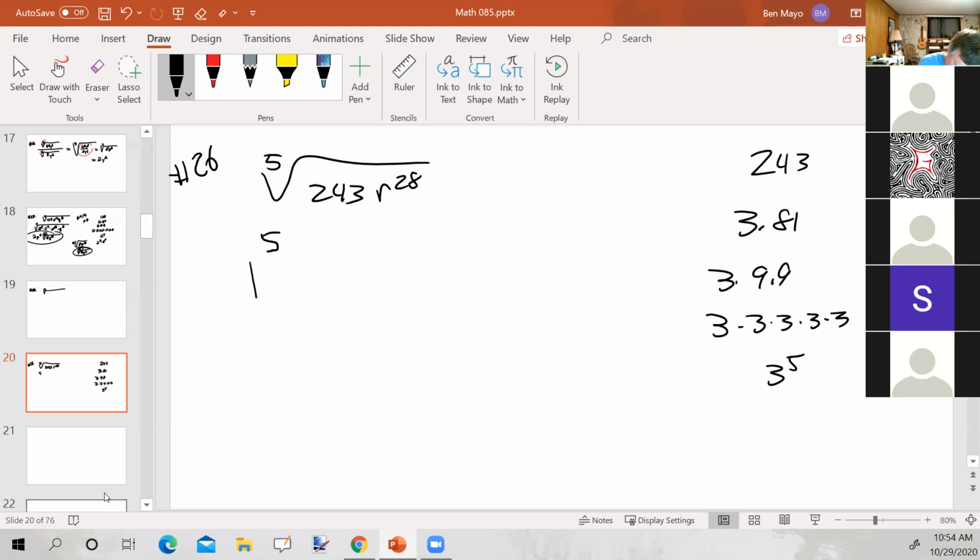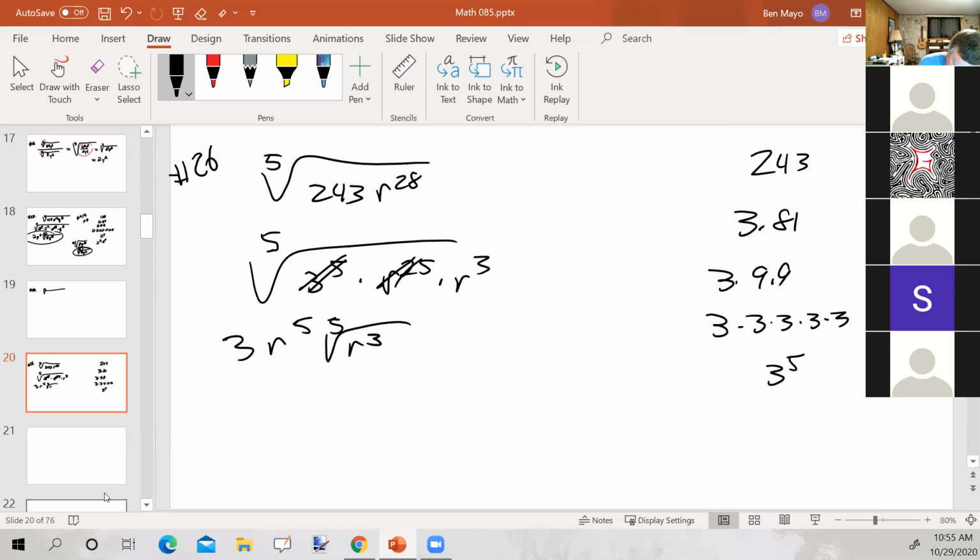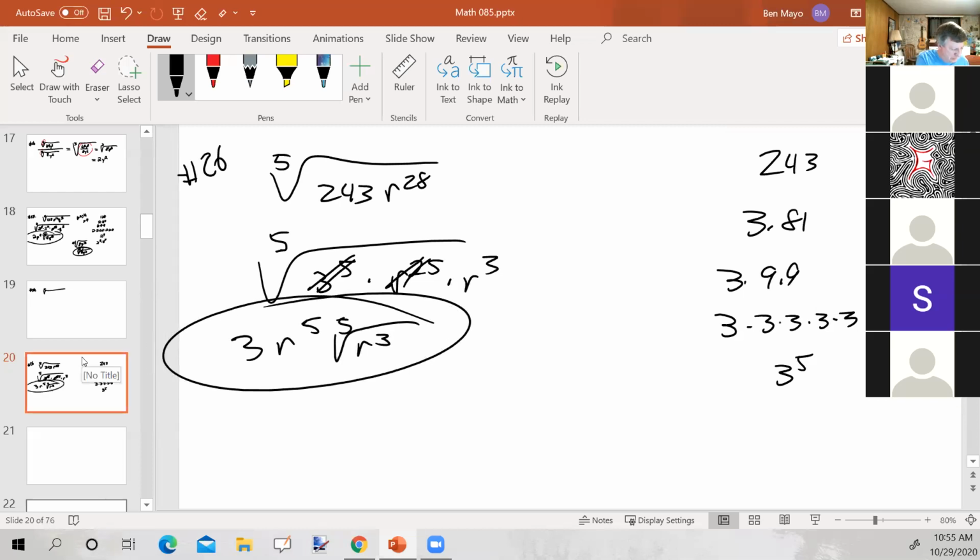Okay. R to the 28th, I'm going to write as r to the 25th times r to the 3rd, taking out the largest multiple of 5 and leftovers. Okay. What's the fifth root of 3 to the 5th? 3. What's the fifth root of r to the 25th? R to the 5th. And leftover is the fifth root of r cubed. And there you have that one.